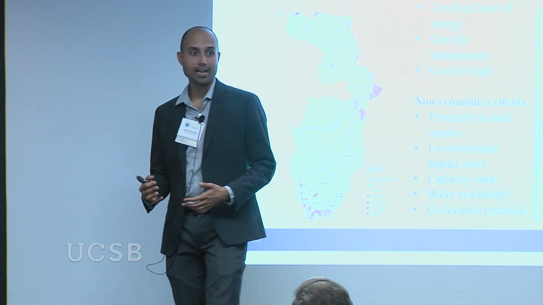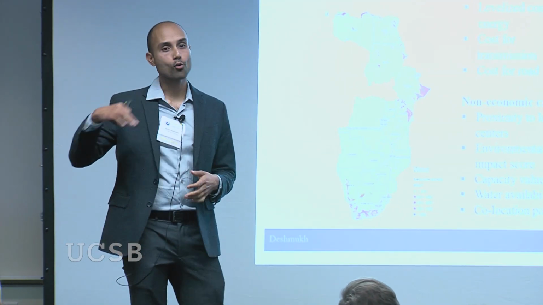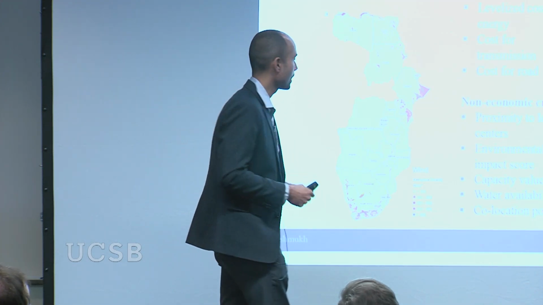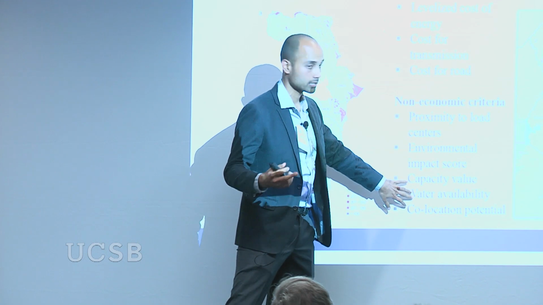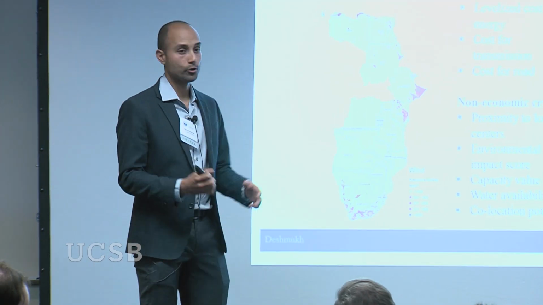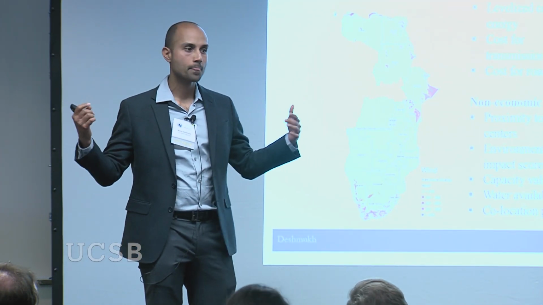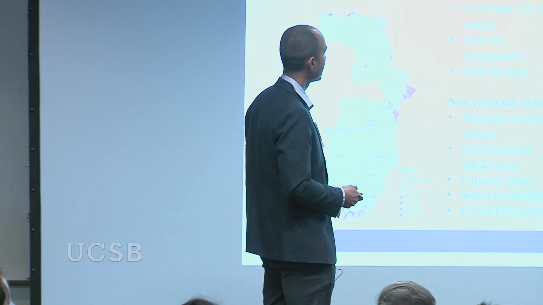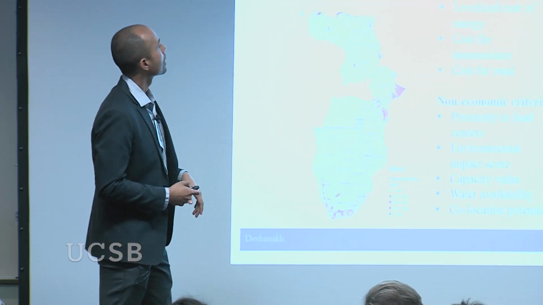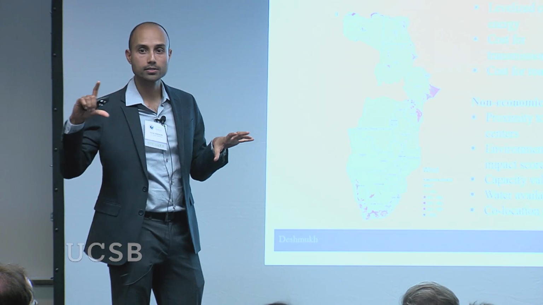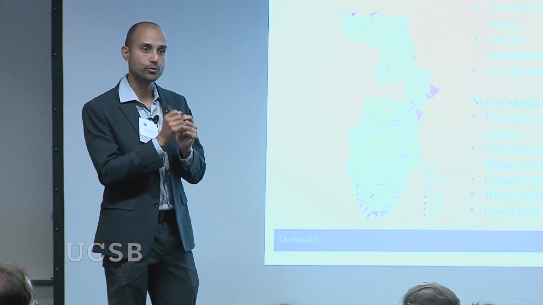The capacity value, as in how well your wind profile matches your demand profile, because that would reduce the need for storage at the end of the day. We also have water availability, especially for solar plants. And then finally, co-location potential, where you can put solar panels in between your wind turbines. And this tool is really flexible, where stakeholders can add their own variables that are important to them. You can use our tools to prioritize these areas by giving different weights to each of these criteria.